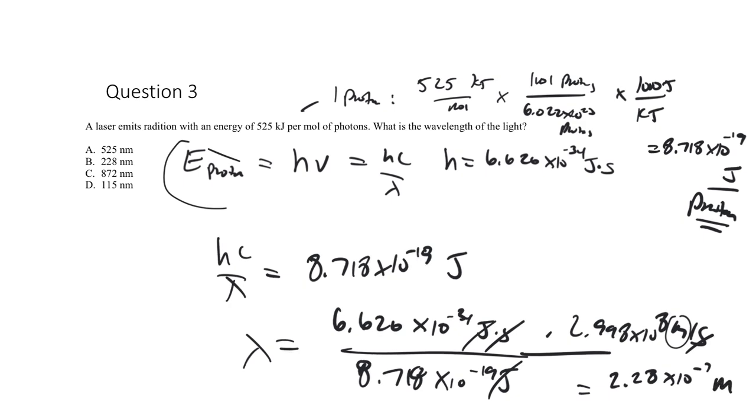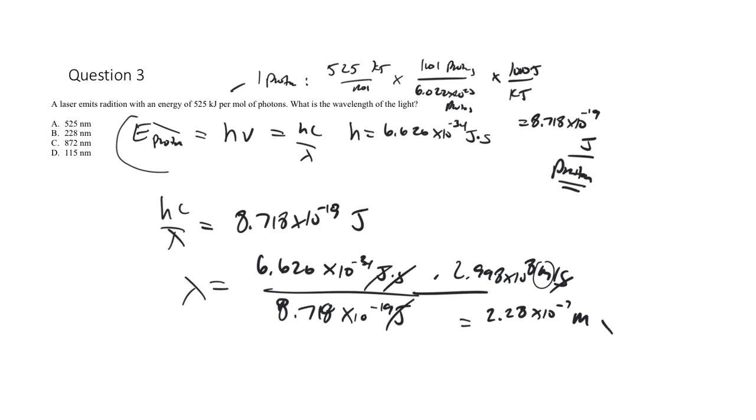Let's convert that to nanometers, because it wants the answer in nanometers. So 1 meter contains a lot of nanometers, 10 to the plus 9 nanometers. So multiplying by 1e9, or 10 to the 9, is 228 nanometers. So 228 nanometer light is well into the ultraviolet region. So a really high energy per photon, 525 kilojoules per mole.